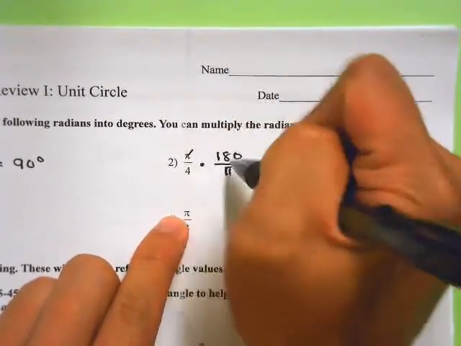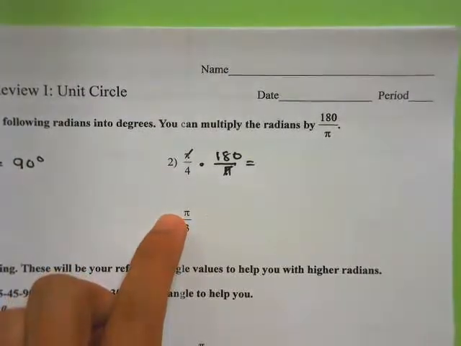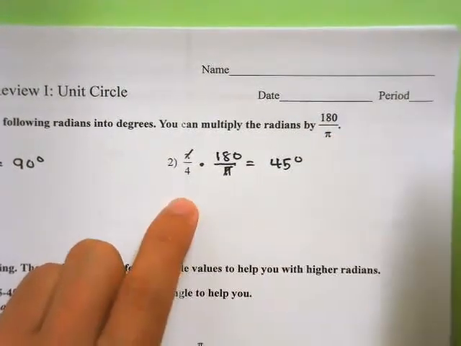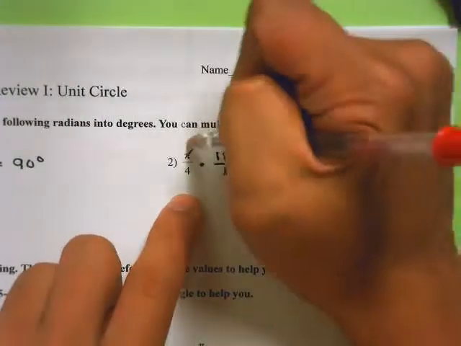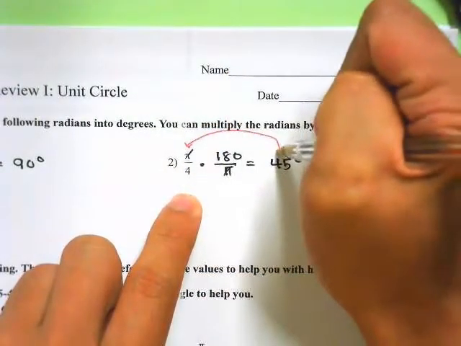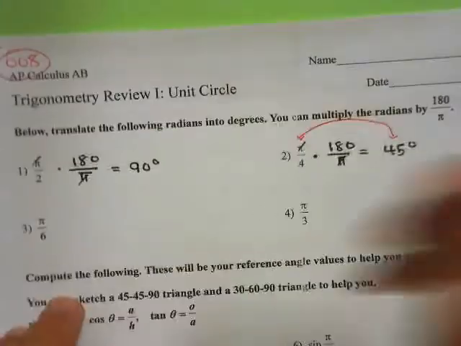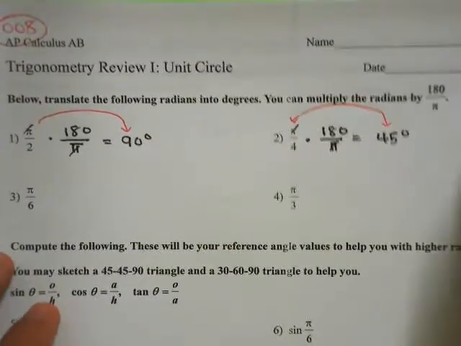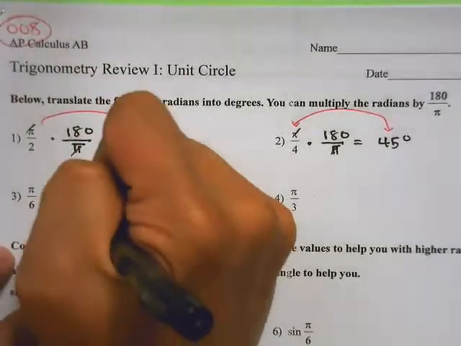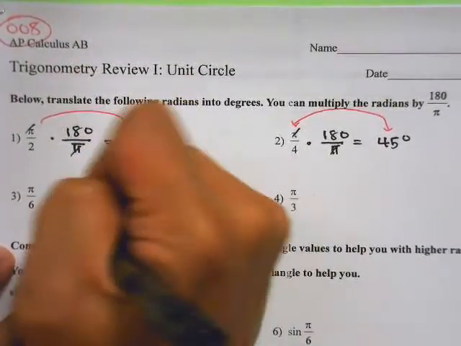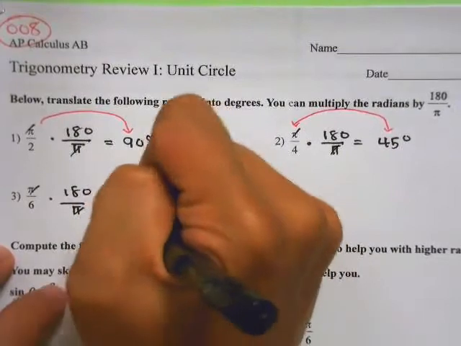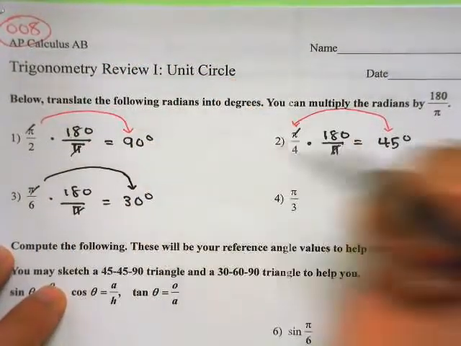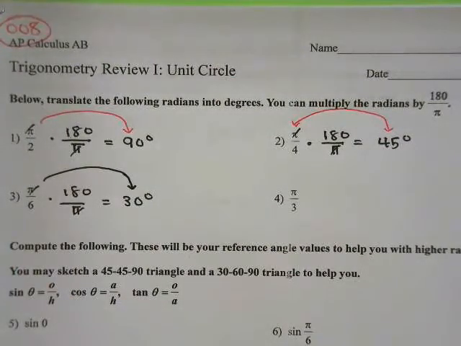180 over pi, and then we'll just go 180 divided by 4, and this is going to be 45 degrees. Okay, so pi over 4, 45 degrees. Pi over 2, 90 degrees. Let's do pi over 6. 180 divided by 6, that is going to be 30 degrees. Okay, pi over 6, same, 30 degrees.